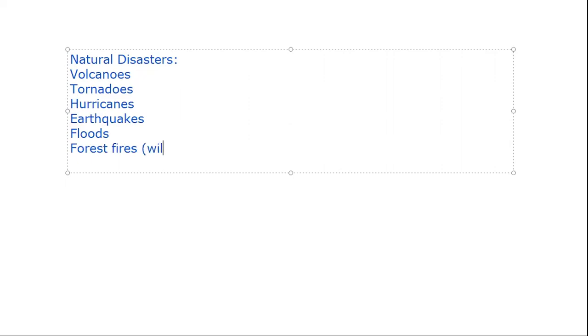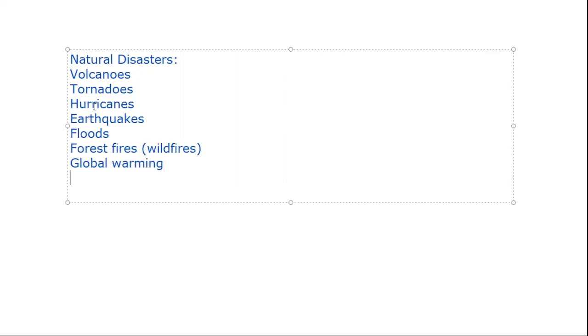Global warming. Yes. By the way, global warming is one. It's causing forest fires and the floods to increase, because of the increase in the temperature. Also, there is one more. If you get this, I'll give you half a point.